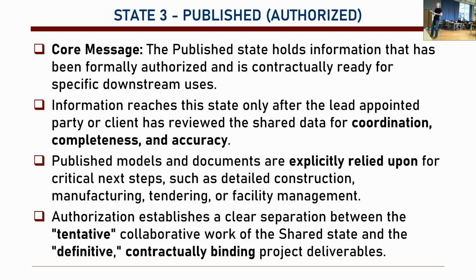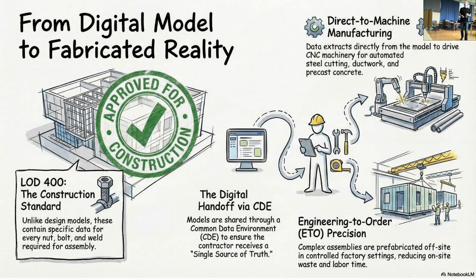And state 3 is published, authorized. Okay, so basically, once everyone is okay, once the mechanical engineer says fine, electrical engineer says fine, everyone says fine, then it is published. Then it could be used for detailed construction, manufacturing, tendering, facility management. Basically, this is definitive. Before shared, it used to be tentative, prone to change, but after the share, it is definitive. Basically, it's contractually binding, okay? So approved for construction, this is what we say.